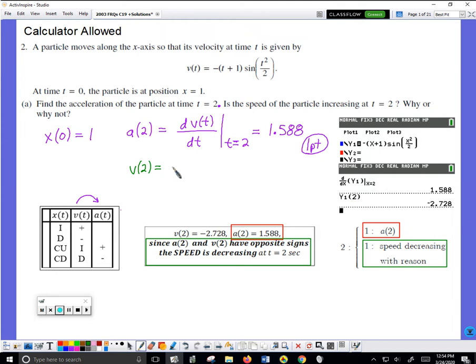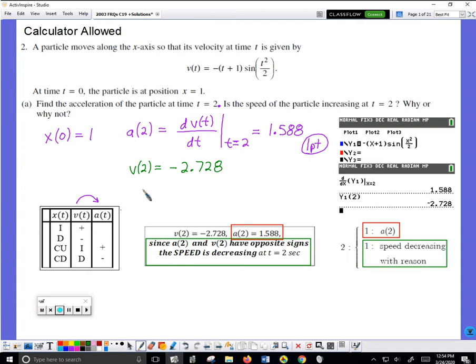You don't want to write y1 of 2 on your paper. They consider that illegal to use a calculator symbol. But now I have found the velocity. The question is the speed increasing at time equal 2? So I compare the acceleration at time 2 and the velocity at time 2, and then I have to explain to the grader. So this is sufficient.